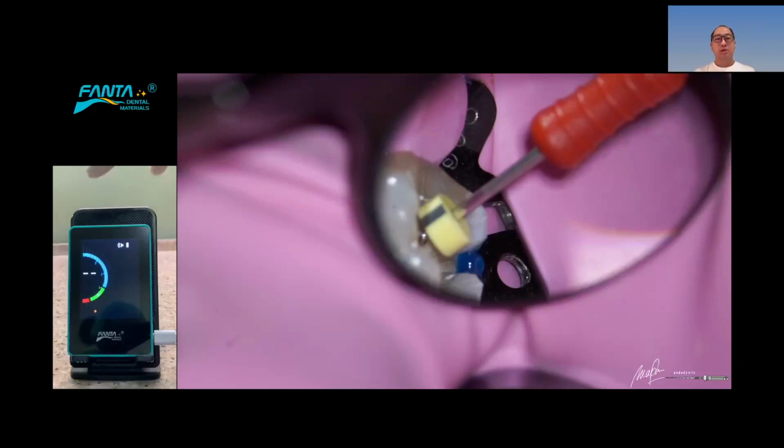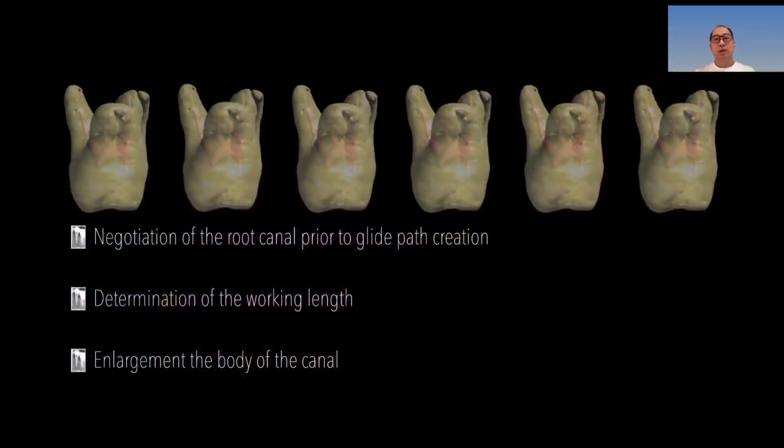So we also need to understand that the working length using the apex locator is just to give you a confirmation of where you should stop. So it's not for finding the working length. It's not for counting the working length. We need to count ourselves. It's just to determine the stop that you need to measure for your working length determination.